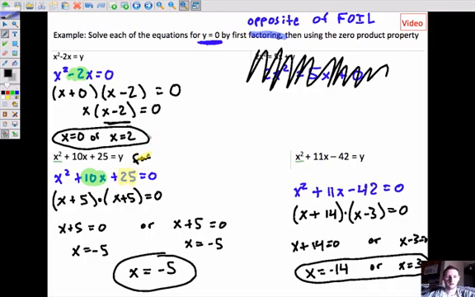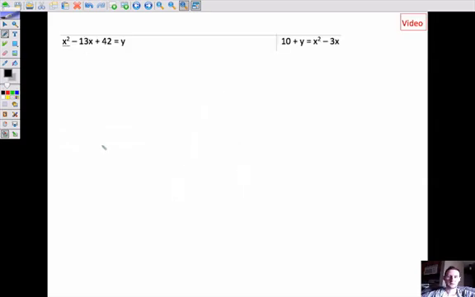Okay. We got two. Now let's do this second one. So we got 10 plus y equals x squared minus 3x. First thing I want to do is just replace y with 0. So this is going to be 10 plus 0. In order to factor this, I need to get everything over to the right side, so that means I just need to get this 10 out of there. And I get 0 equals x squared minus 3x minus 10.